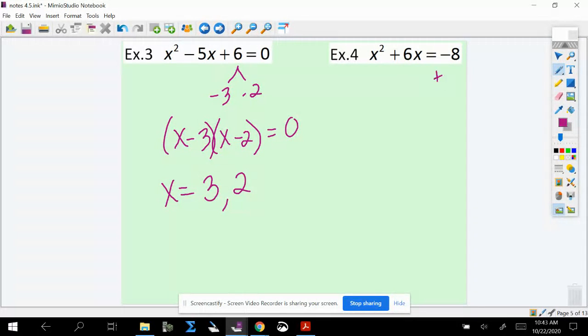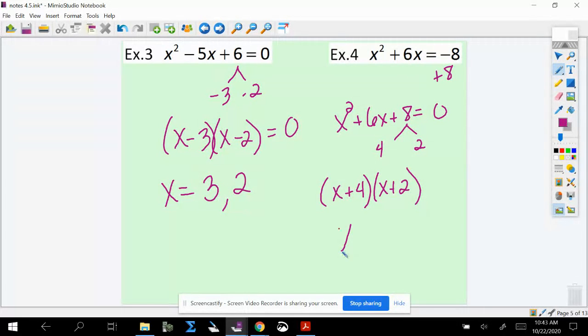Next one is not in standard form, so we're going to add 8 to both sides. So we get x squared plus 6x plus 8. No GCF, very quick FOIL factor. I need 2 numbers that multiply to get 8 and add to get 6, so we get 4 and 2. So one of my factors is x plus 4, and one of my factors is x plus 2. It does not matter the order that you write your factors. Then my solutions are what makes each factor equal to 0. So the first one will equal 0 when x is -4, and the second one when x is -2.